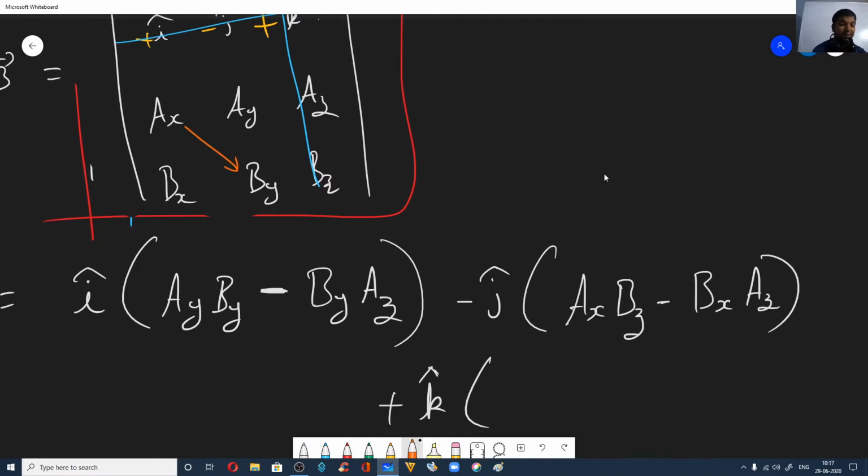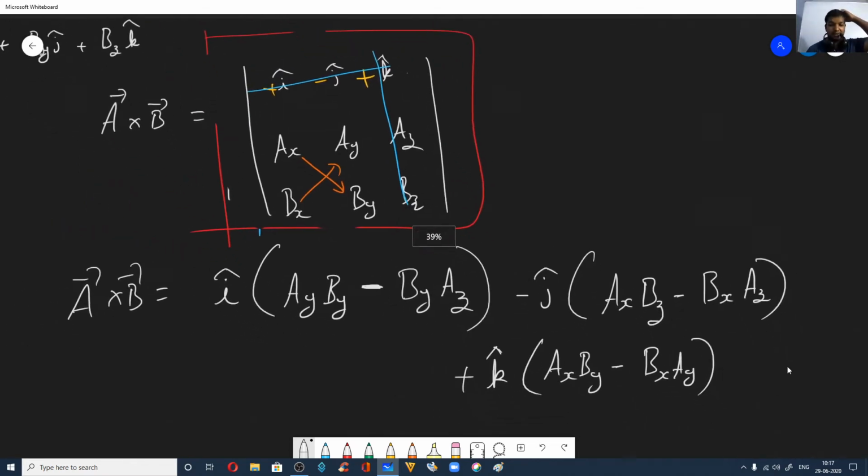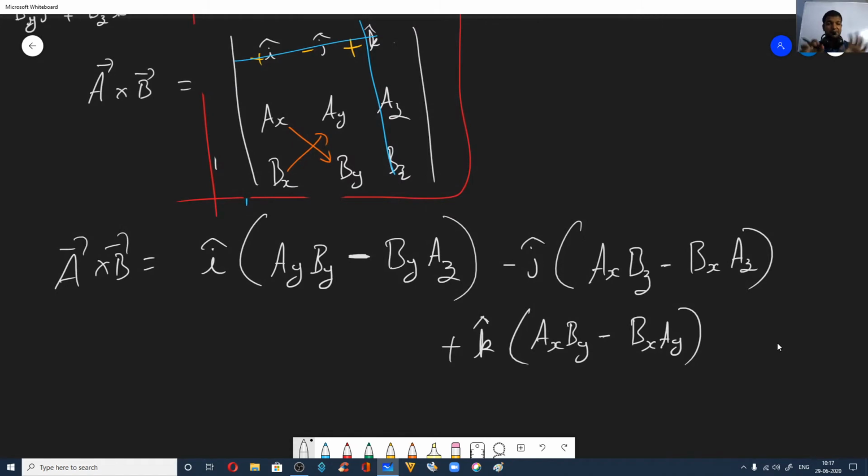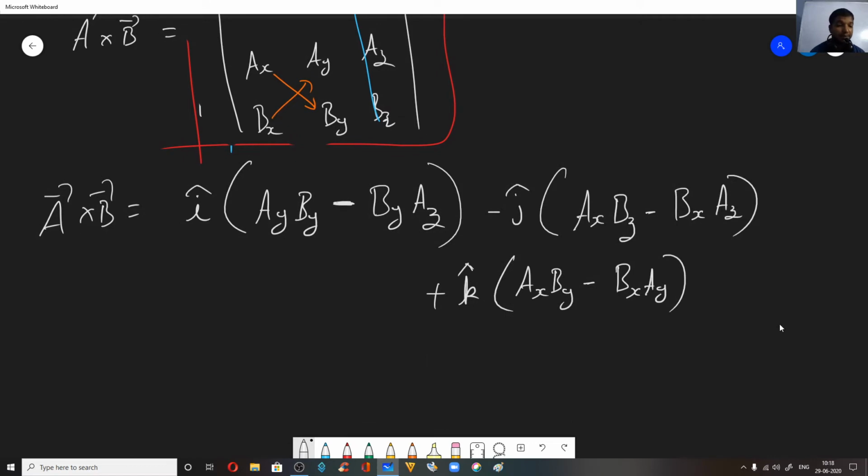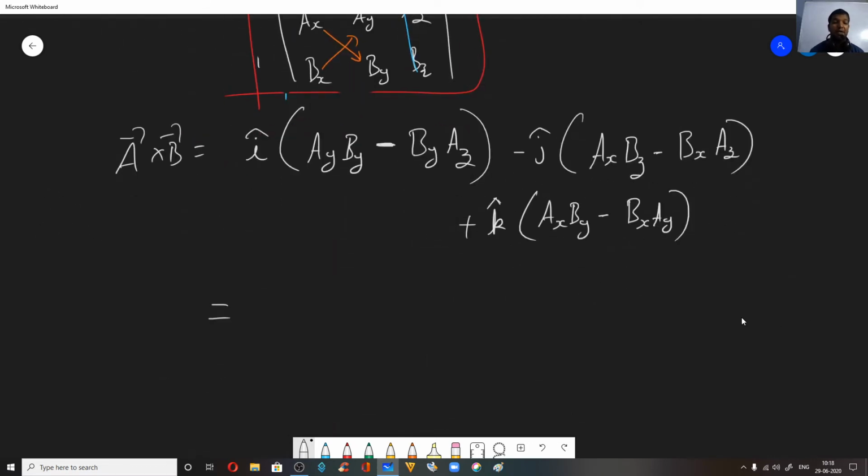So ax by minus bx ay. Okay, so this is the result. This is the final result. I hope you understood. So just do it once or twice, you will understand. Finally, if you remember, the result of the vector product, otherwise called the cross product.